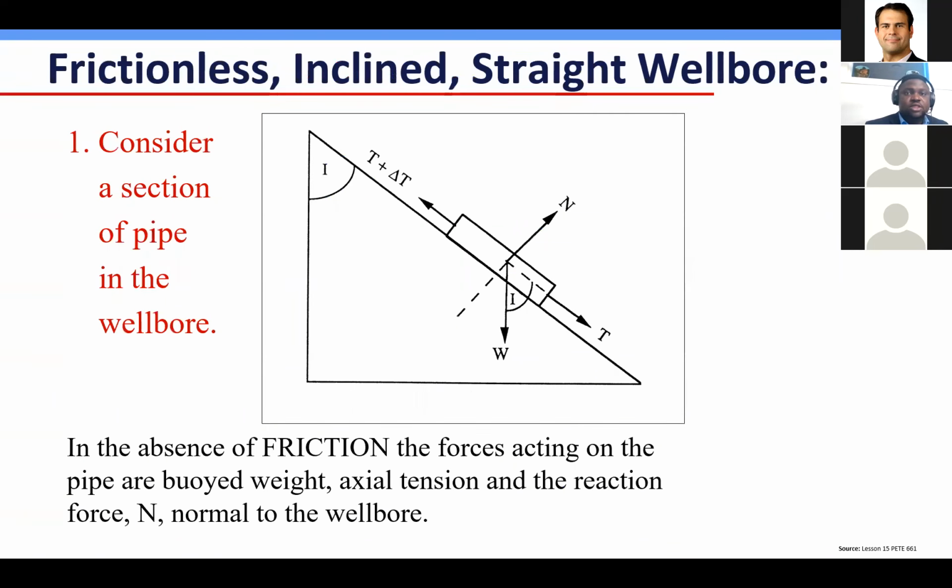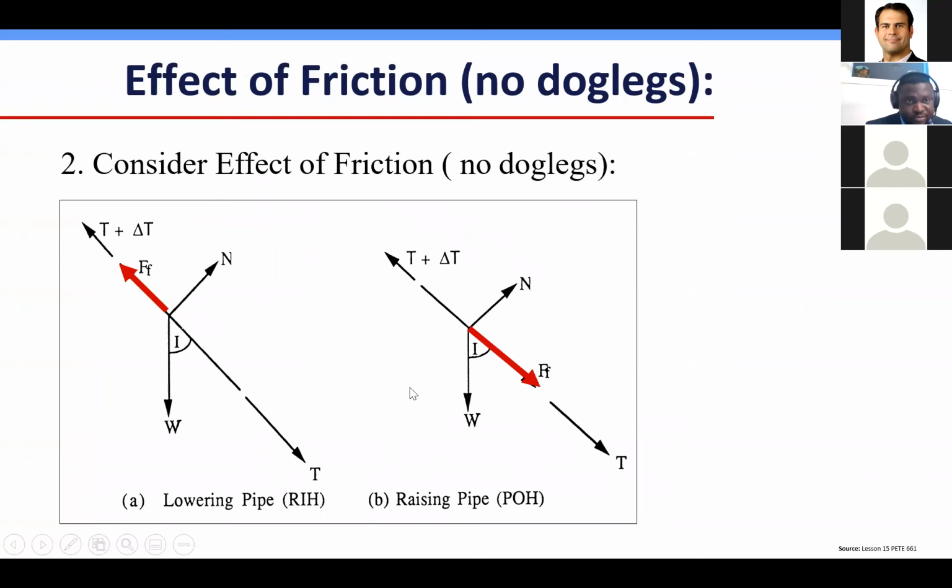And then now you go on an inclined wellbore, where, as usual, you're calculating bottom, top. So you calculate your tension at the bottom, add the change in tension to get the tension at the top. But now you have friction because you're sliding. Now, depending on where you're going, if you're lowering your drawstring, obviously your friction force is going in the opposite direction. And if you're raising it, your friction force is going in that direction.